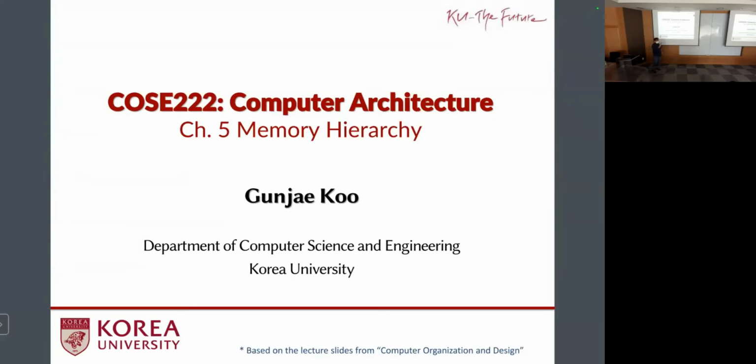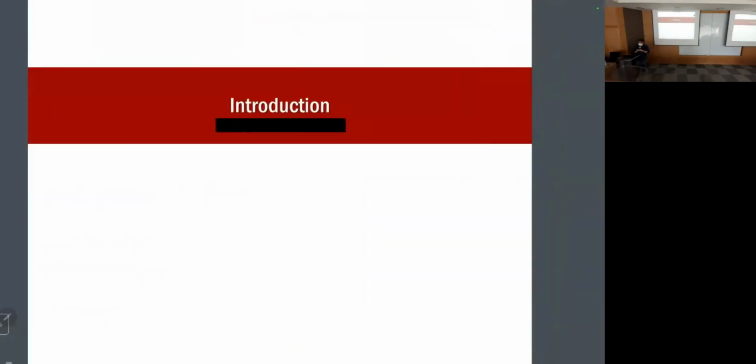The previous results showed that the performance of the memory system is very critical for the performance of the overall computer system. In chapter 5, we will learn about memory systems. The title of this chapter is Memory Hierarchy. Sometimes we call memory systems the memory hierarchy, because memory is organized as hierarchical levels in computer systems.